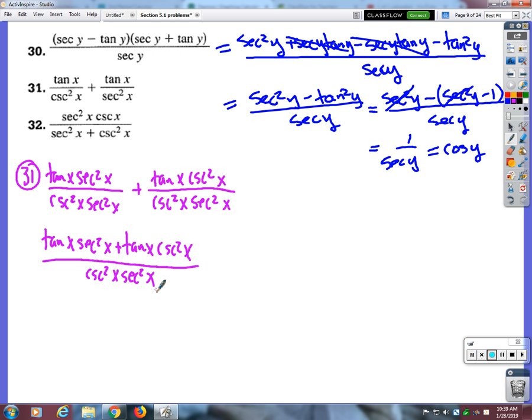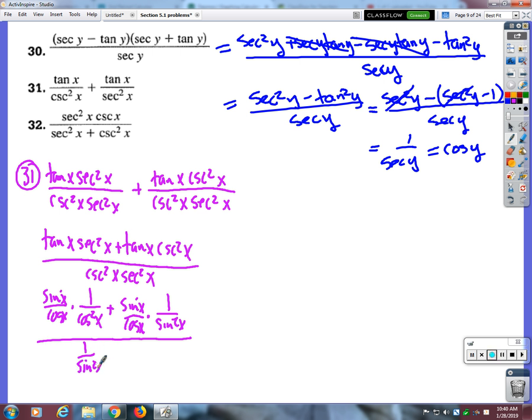Okay, change everybody into sine and cosine. So tangent is sine over cosine. Secant is 1 over cosine, so that's going to be 1 over cosine squared. This tangent is also sine over cosine, and this one is 1 over sine squared. You turn the bottom ones too? Shelby says yeah. So that's going to be 1 over sine squared times 1 over cosine squared.